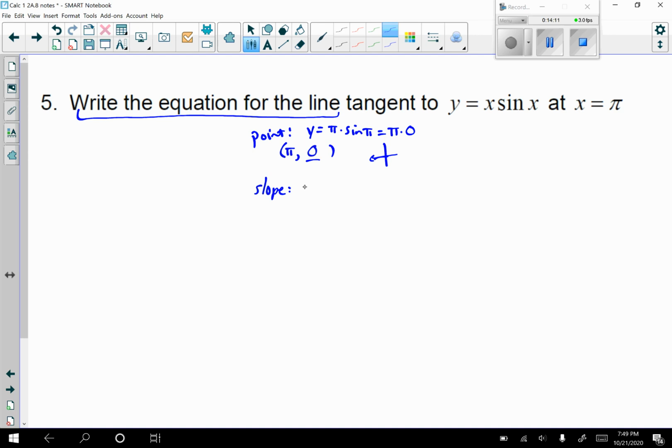The slope. Slope, we know we need a derivative, so we need a dy dx. This is x times sine x, variable multiplied by more variables. That is a product rule. And luckily for us, you guys already did this one.